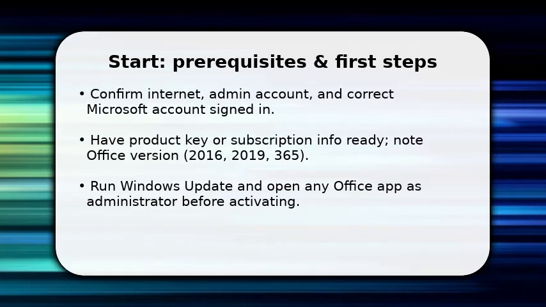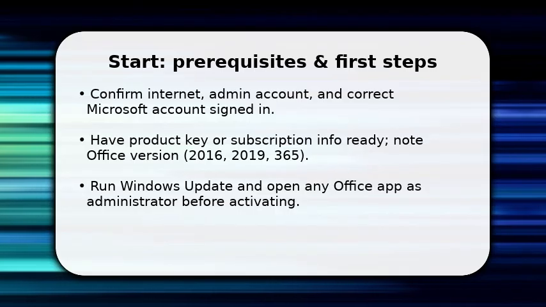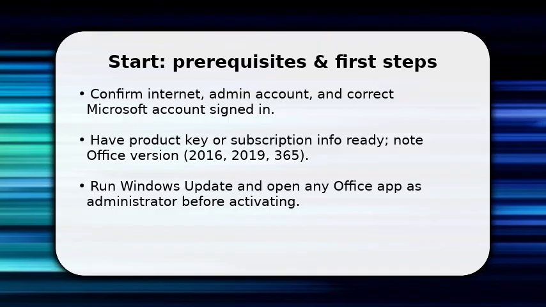You begin by confirming essentials: an active internet connection, an admin user, and the Microsoft account linked to the license. Once done, open Word as administrator and check the account menu for the signed-in identity. Make sure the subscription or product key matches the install.